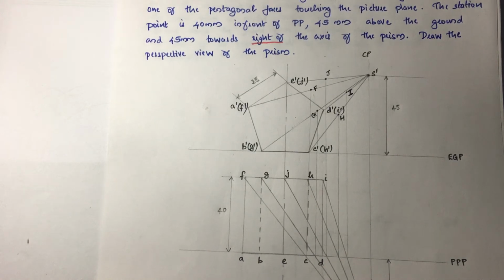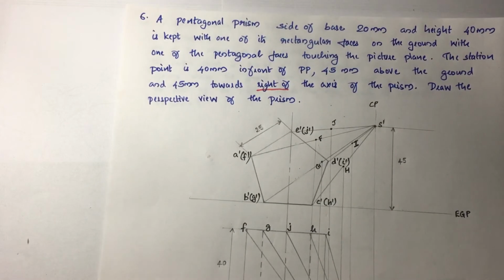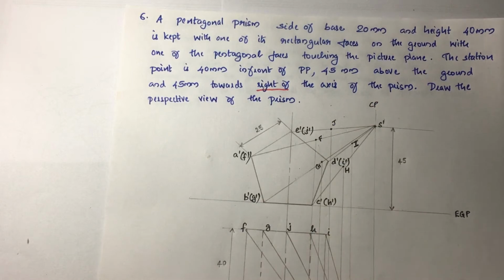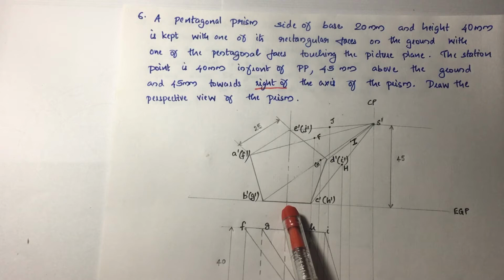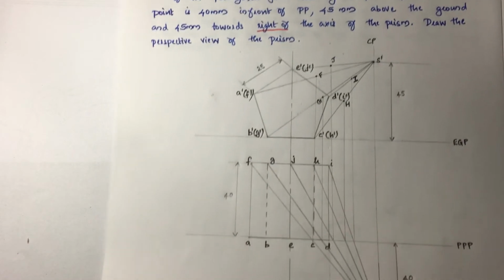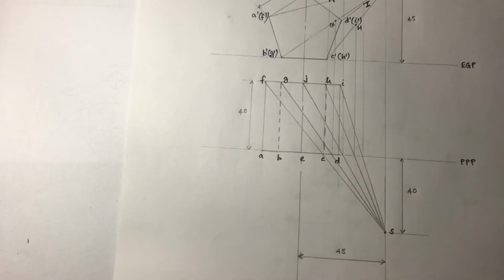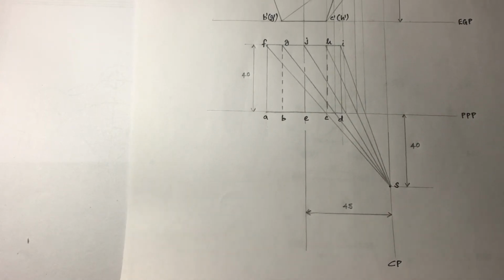After drawing the top view as well as the front view, the next step is to mark the central plane. In the question, it is stated that the central plane is towards the right of the axis of the prism. So from the axis line, you have to take 45 mm and then mark a vertical line and name it as CP, which corresponds to the central plane.